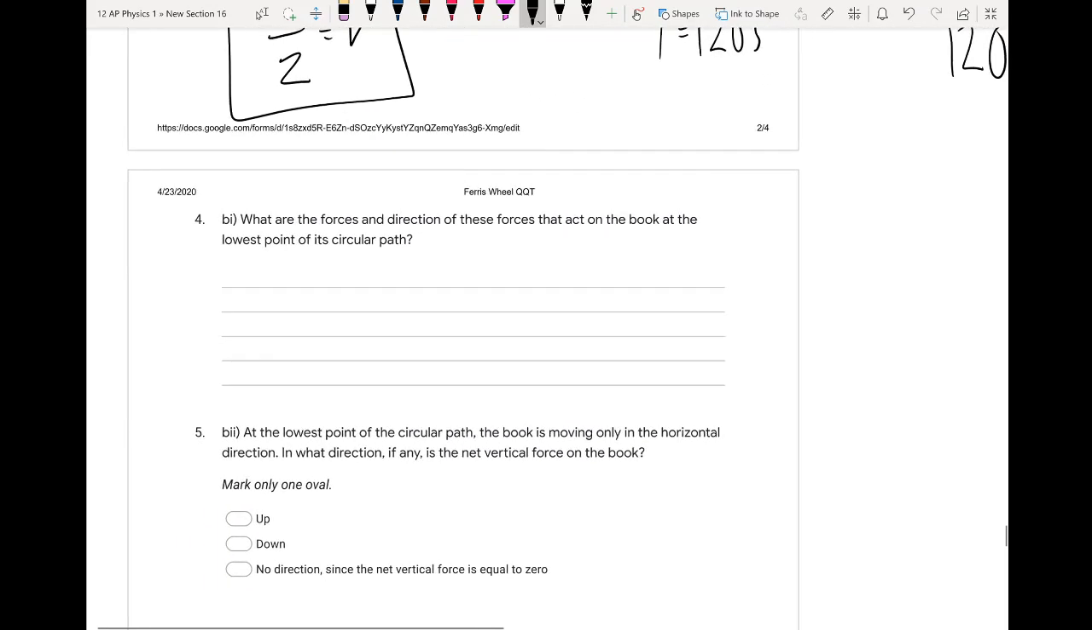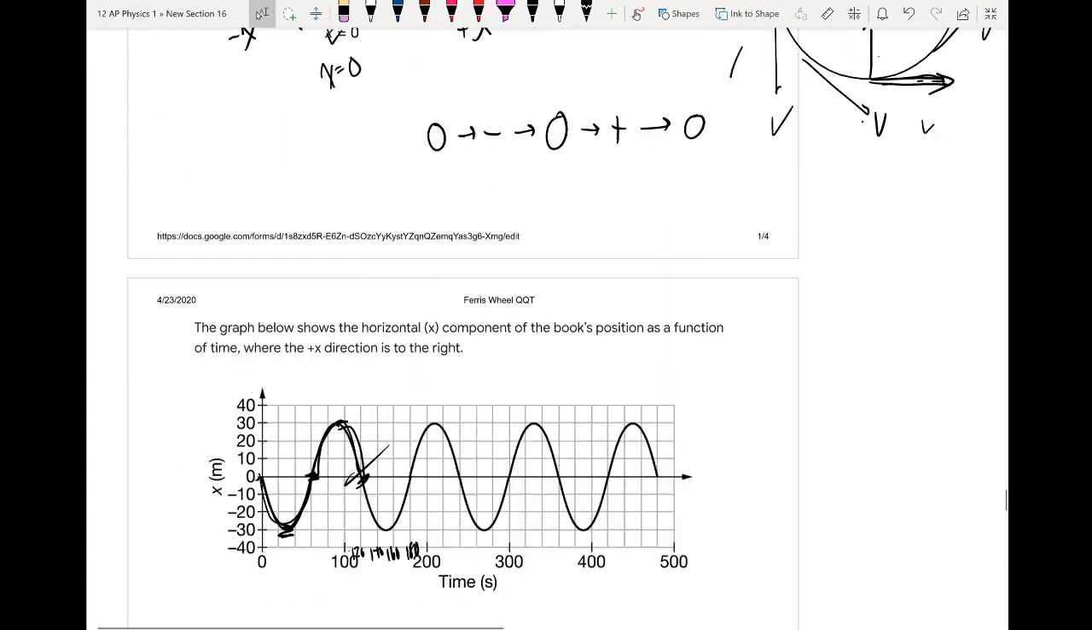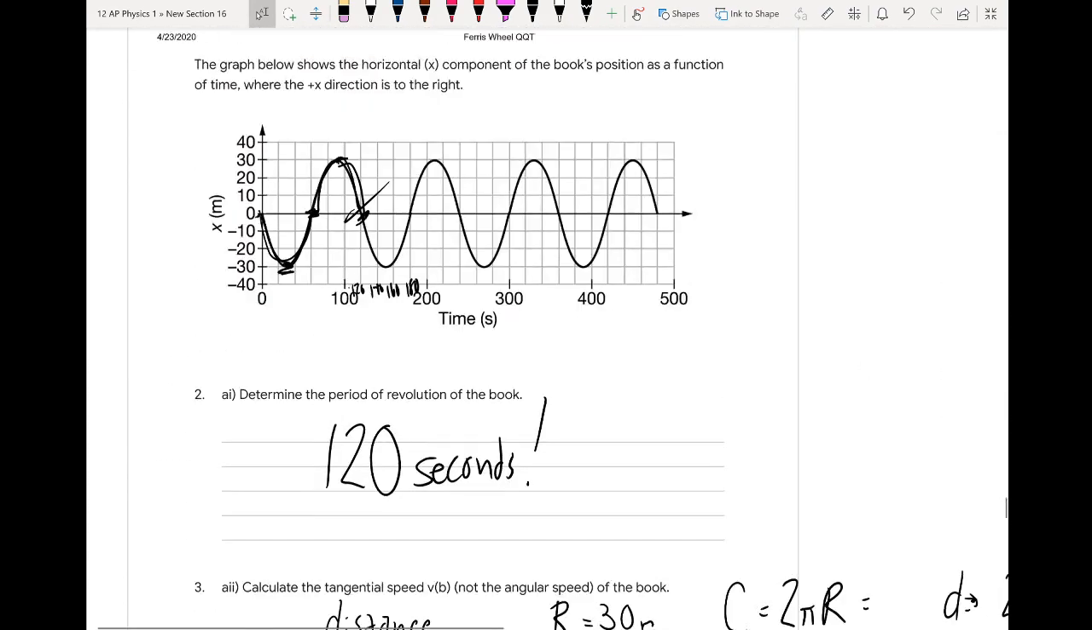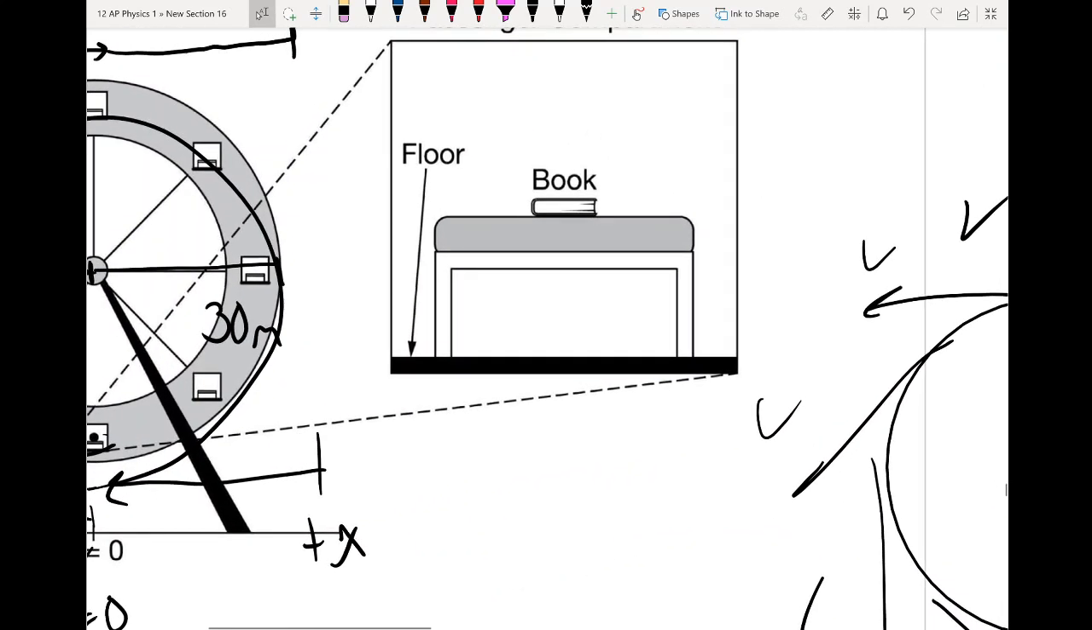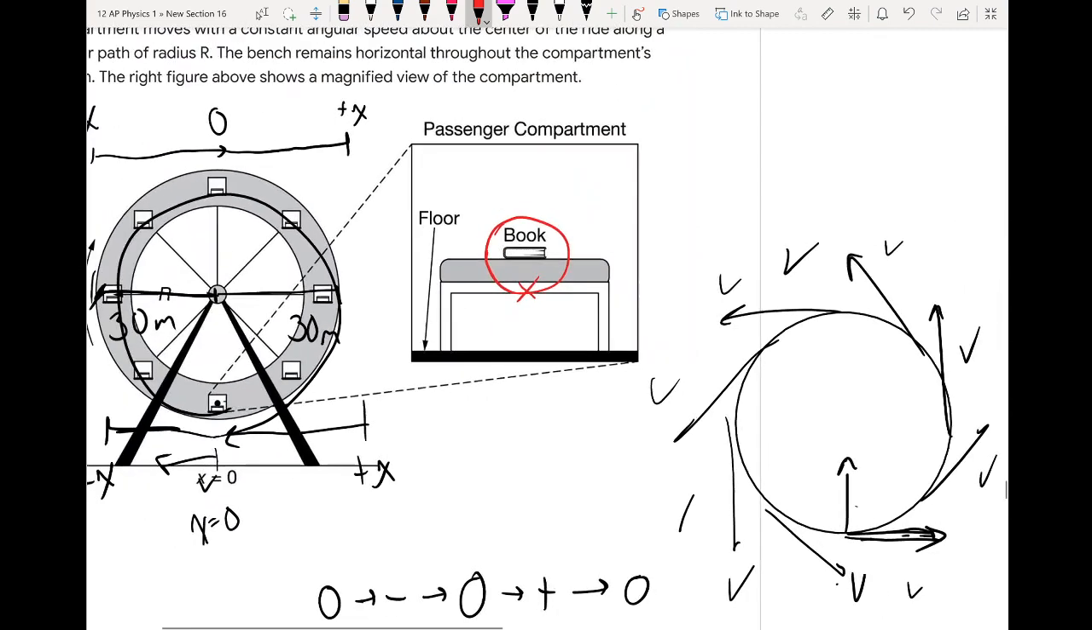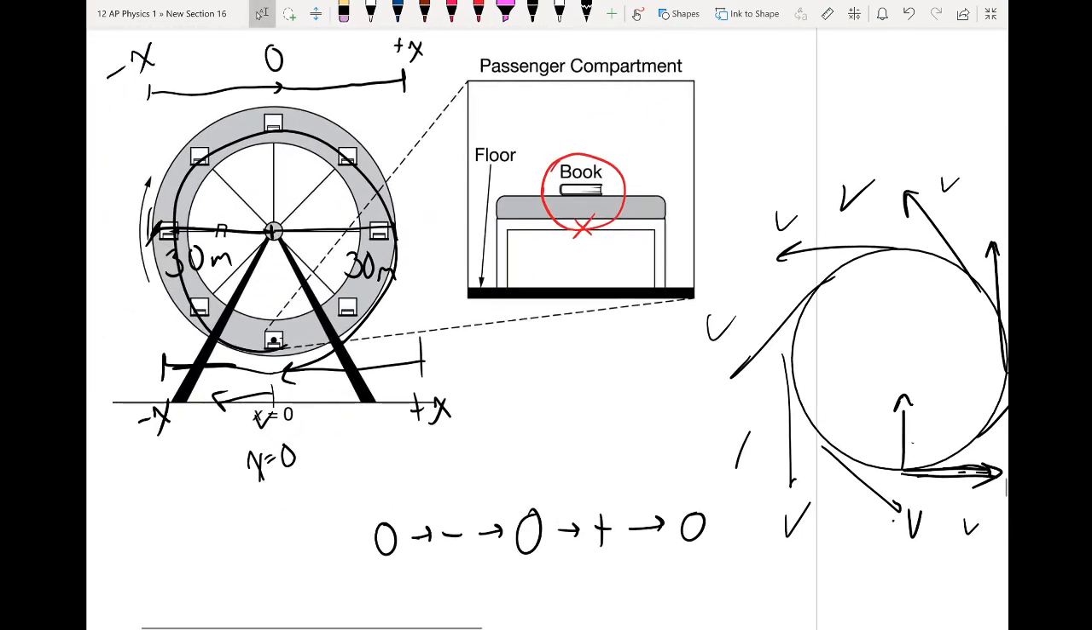All right, what are the forces and direction of these forces that act on the book at the lowest point of its circular path? So let's see, we did this a little bit before, but let's replicate this really quick. We don't need to replicate it, we can do it right here. So let's do our process. Let's circle the book and then think, okay, is there anything that's crossing this circle? Anything that's directly coming into contact with our book? It looks like we have a contact force from this surface. So it looks like that's really the only thing that's contacting our book.